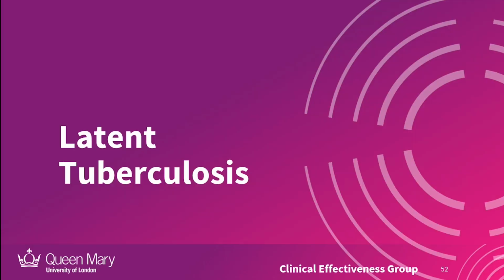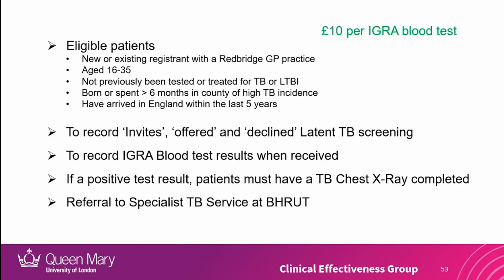Okay, moving on to your latent TB. You have an eligibility on here. It's looking at anyone that is new or existing within your Redbridge practices. They must be aged 16 to 35, they've not previously been tested or had TB, they were born or have spent 6 months in a high dependency TB area, and they must have arrived in the UK within the last 5 years.